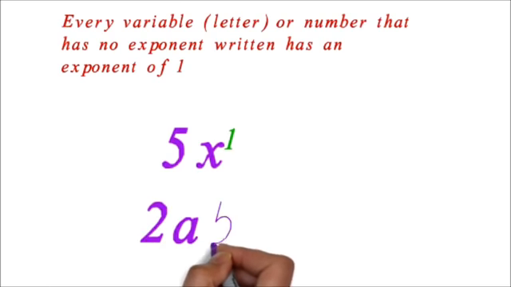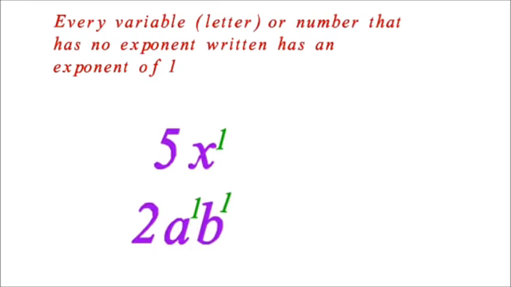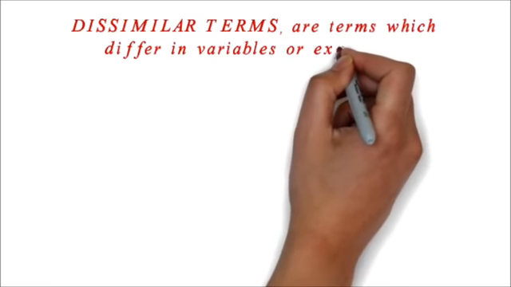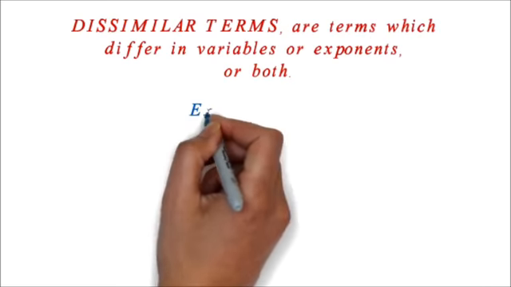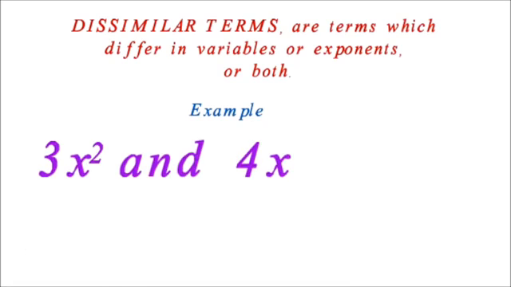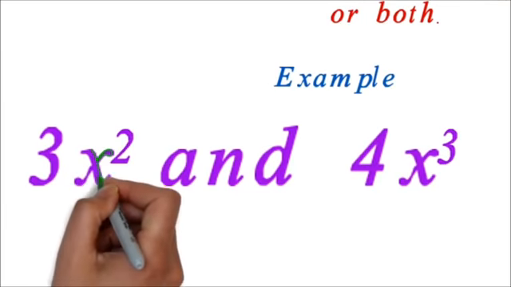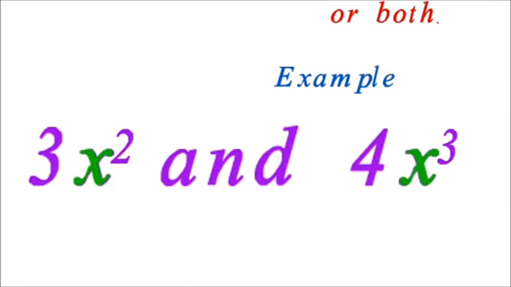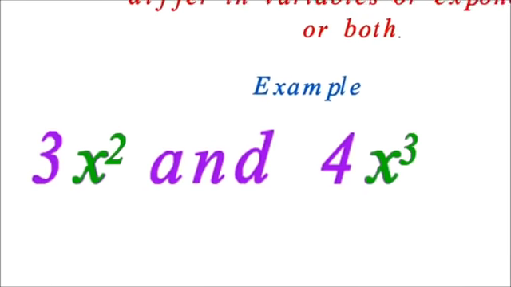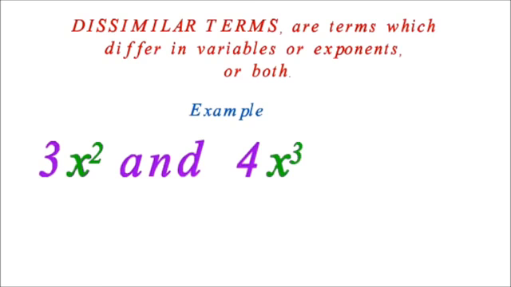Similarly, for 2ab, the a has an exponent of 1, and the b also has an exponent of 1. Dissimilar terms are terms which differ in variables or exponents, or both. Example, we have 3x squared and 4x cubed. Here, both have the same variable x, but different exponents. One is squared and the other is cubed. Though they have the same variable because they have different exponents, we say they are dissimilar terms.